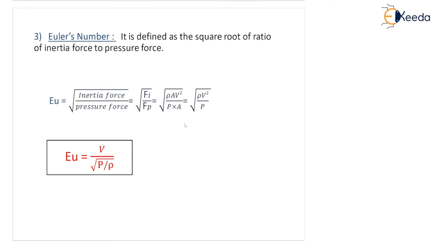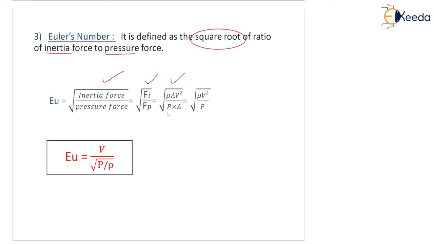Next dimensionless number is Euler's number. It is defined as the square root of the ratio of inertia force to pressure force. Again, the square root is important here. Inertia force is there in all the dimensionless numbers, only the denominator is changing. Inertia force to pressure force, Fi by Fp, rho A V square.